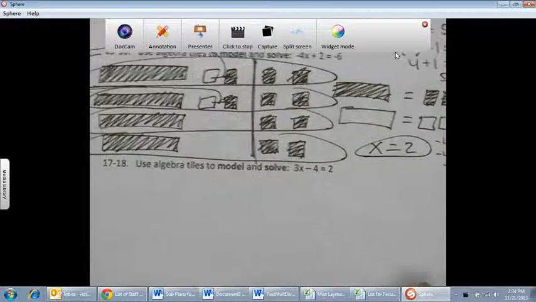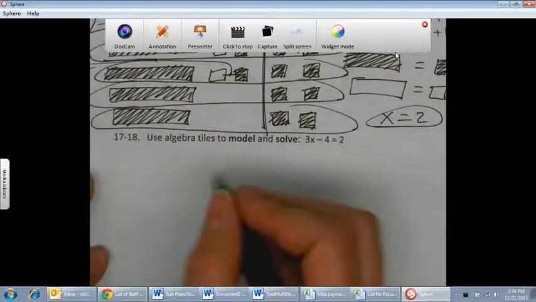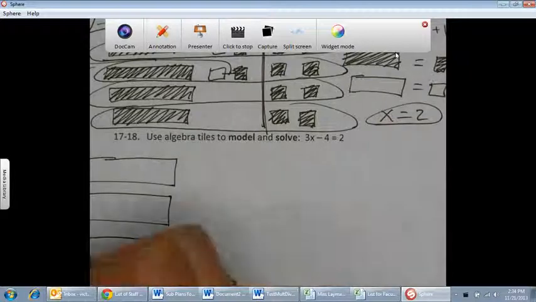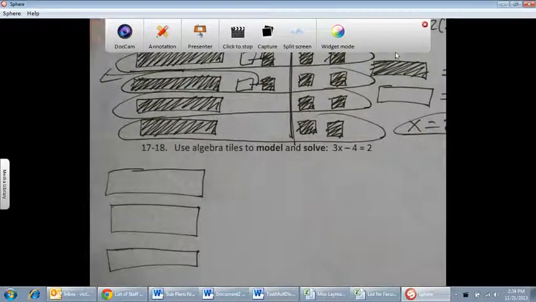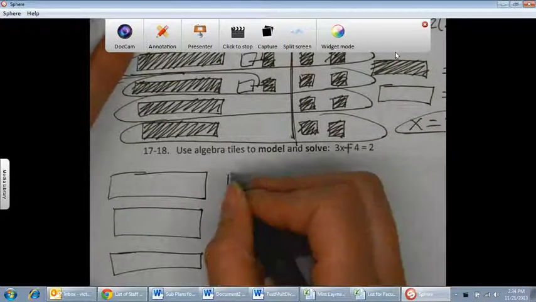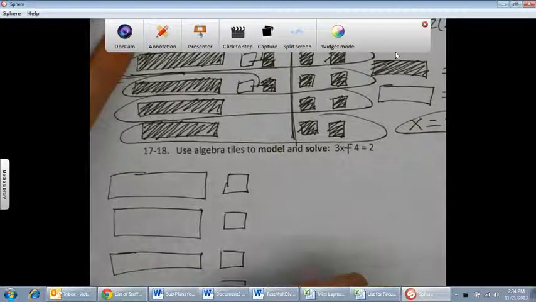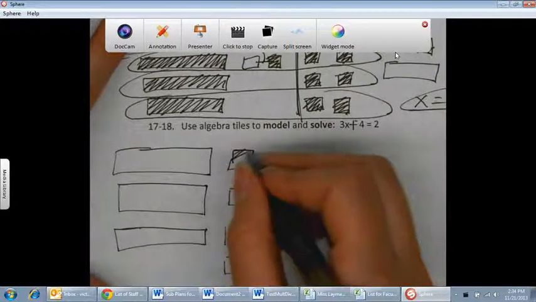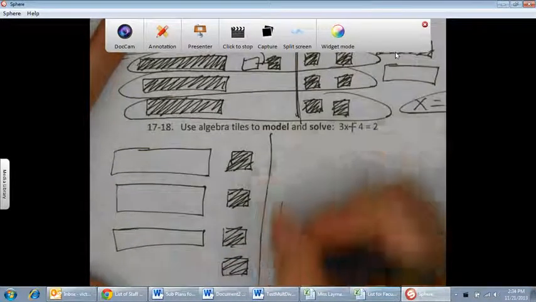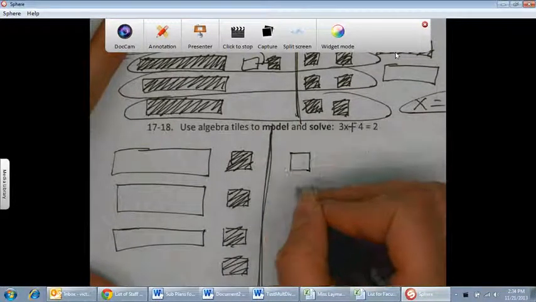The last one is use algebra tiles to model and solve. So we're going to do 3x. Sorry, let me pull this over a little bit. 3x minus 4, so that's the same thing as adding negative 4. So we're going to have our 4 negative tiles on here. And we have to shade them in because they're negative. We have to draw our line that separates them. And we have to draw positive 2 on the other side.